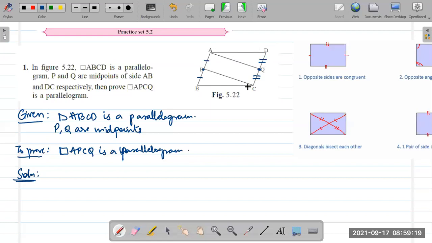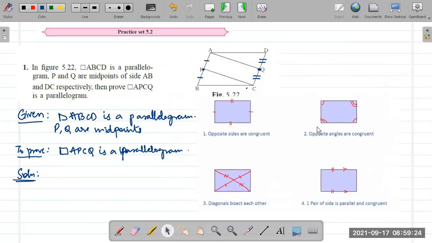If only one pair is given, now look at this picture and decide which property you would use to prove that the quadrilateral APCQ is a parallelogram. Which property would you use? Looking at the diagrams itself, you can see which figure shows only one pair of sides to be involved. It is the fourth figure, right? Only one pair is given.